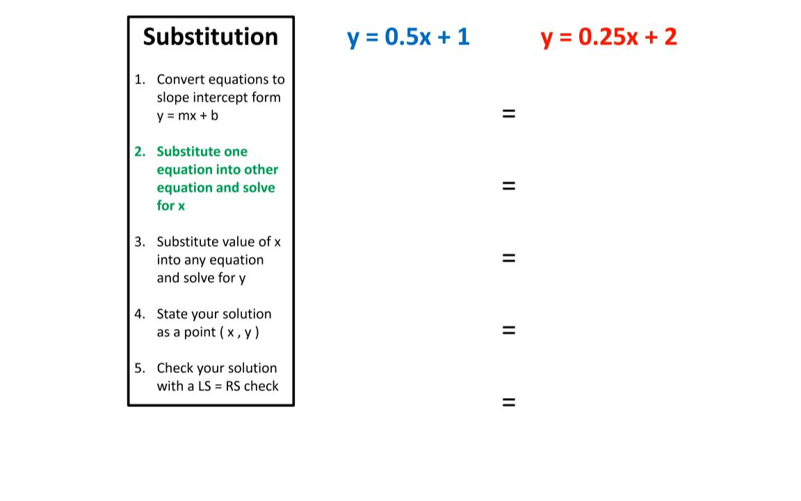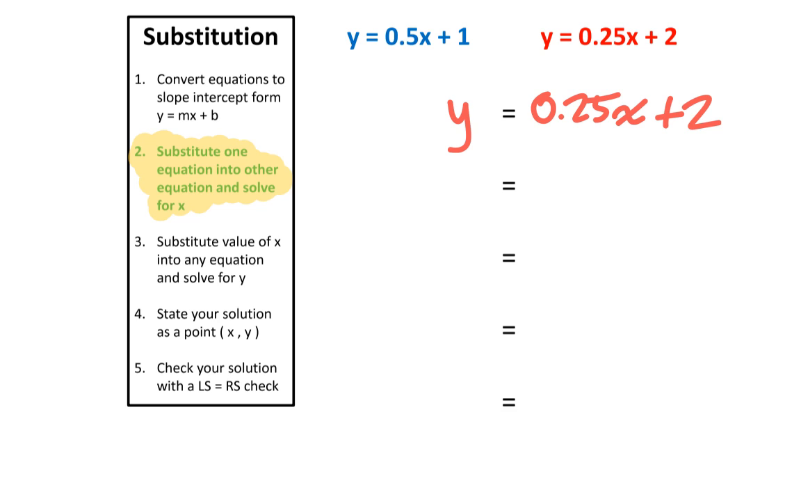The second step is to substitute one equation into the other equation and solve for x. We're going to begin this step by either choosing to use the equation of the blue line or the equation of the red line. It doesn't matter, the choice is up to you. I'm going to choose to use the equation of the red line. I'm going to rewrite its equation exactly as shown. y equals 0.25x plus 2.